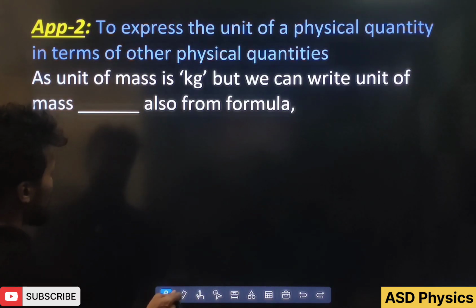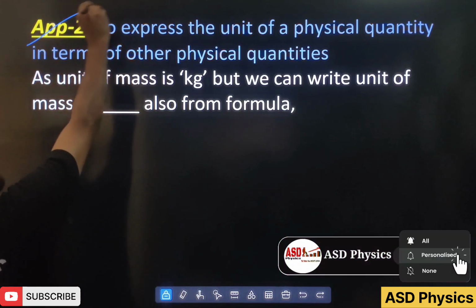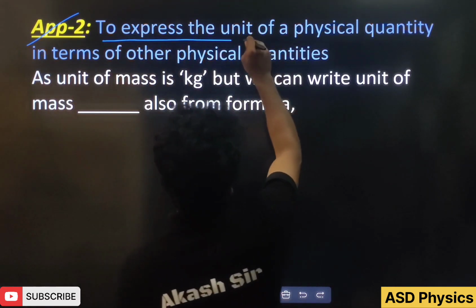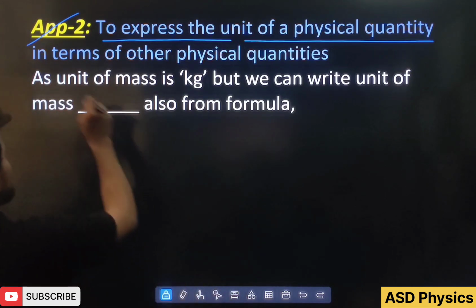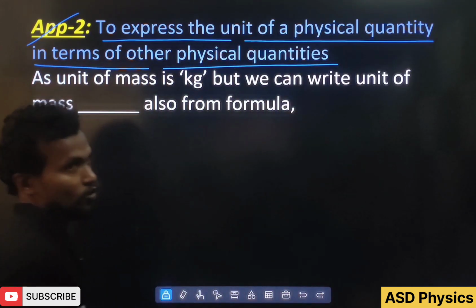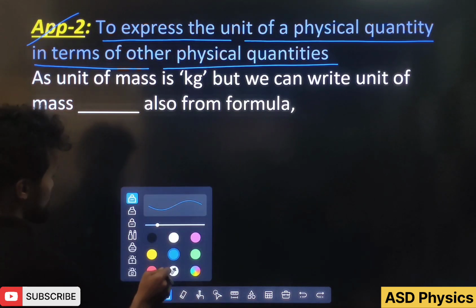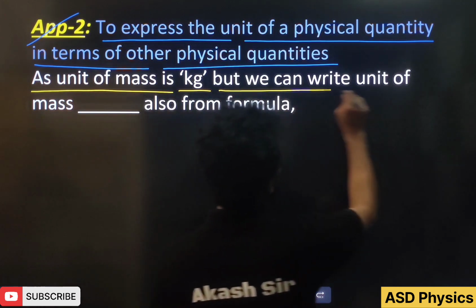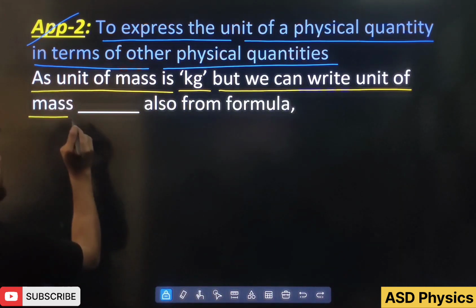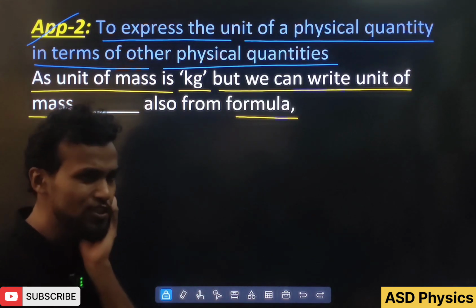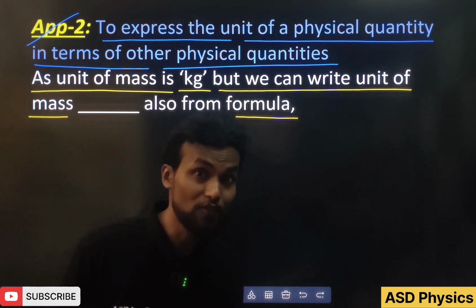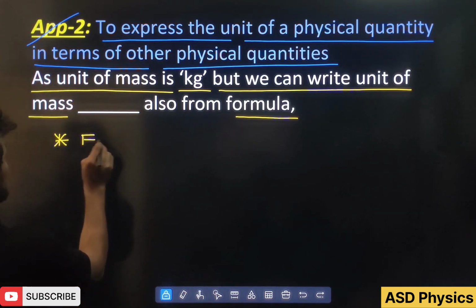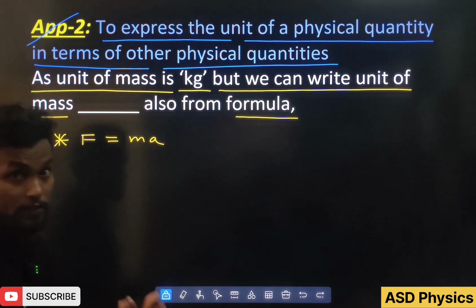Okay, great. Now students, see the next one, application 2, because I have told you in this video we are going to learn two applications. So to express the unit of a physical quantity in terms of other physical quantities. The unit of mass is kg, we all know it. But we can write the unit of mass also from a formula. You will think, unit of mass is kg, what other unit is he going to write? But here we do a little bit of magic. I will just write F equal to ma, Newton's second law of motion.